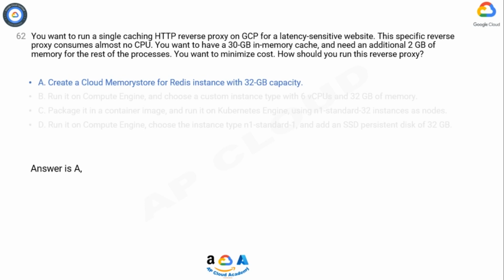Option B will definitely cost more as it adds on CPU usage cost, even though it uses little in this scenario, but it will still charge you. So the answer is A, from a real practice example. Correct answer is option A.